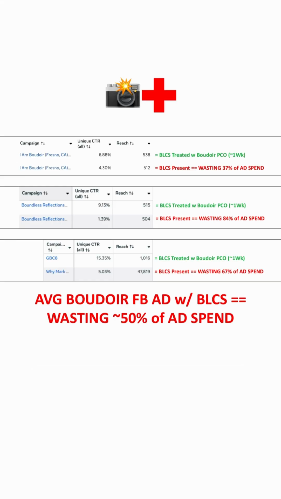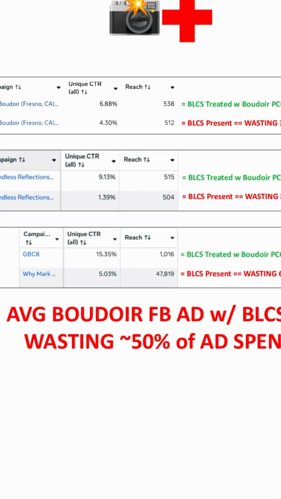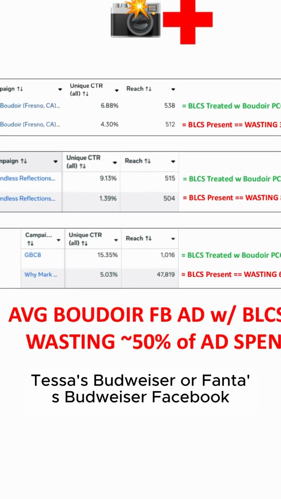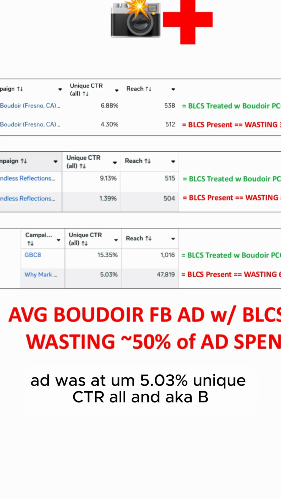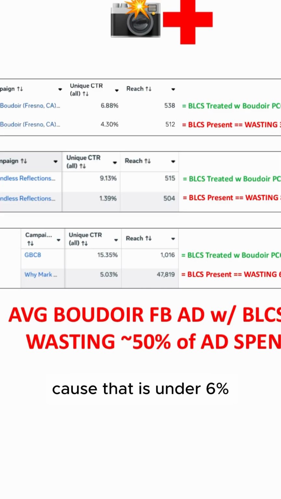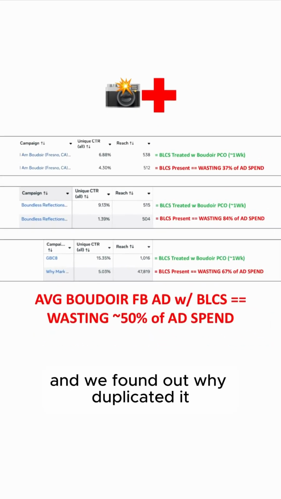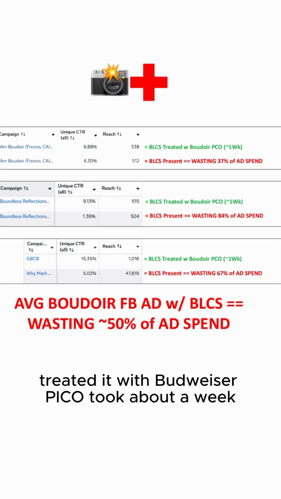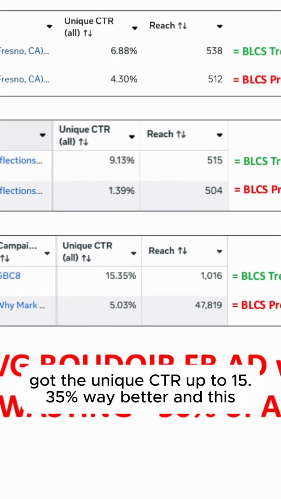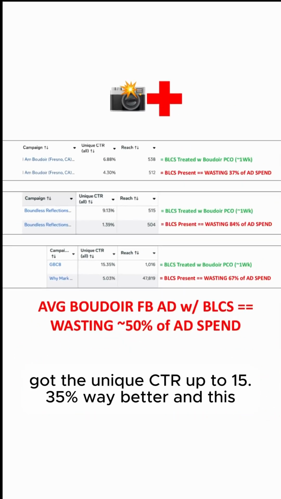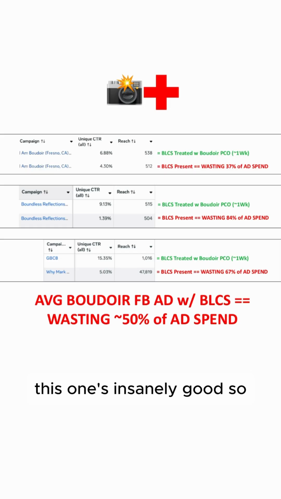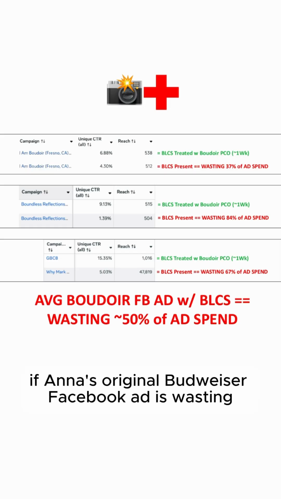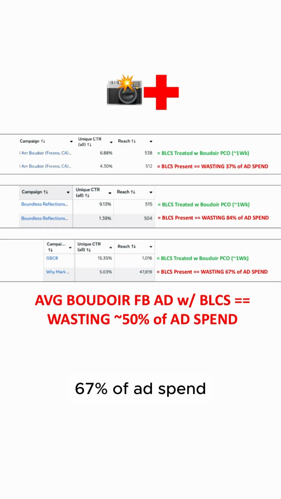Finally, a patient tested his Boudoir Facebook ad and found out it was at 5.03% unique CTR, aka BLCS was present, because that is under 6%. I duplicated it, treated it with Boudoir Pico, took about a week, and got the unique CTR up to 15.35%, way better. And this one's insanely good. So we found his original Boudoir Facebook ad is wasting 67% of ad spend.